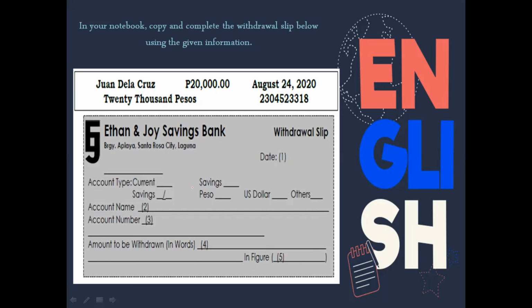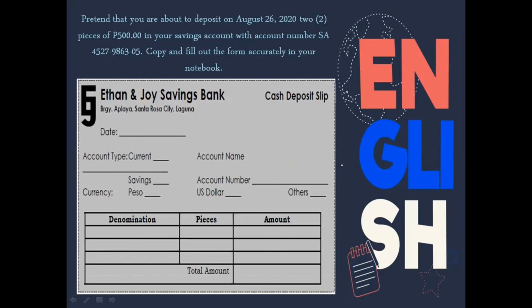Next. Okay, the amount here are, so this is savings. As you can see, may savings na, the check is already in savings. And this is in peso because why? Because of the peso mark. Okay, next is this one.